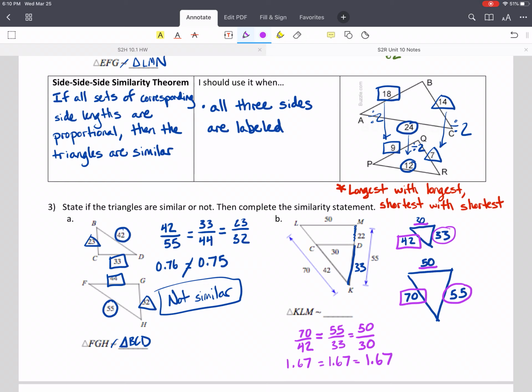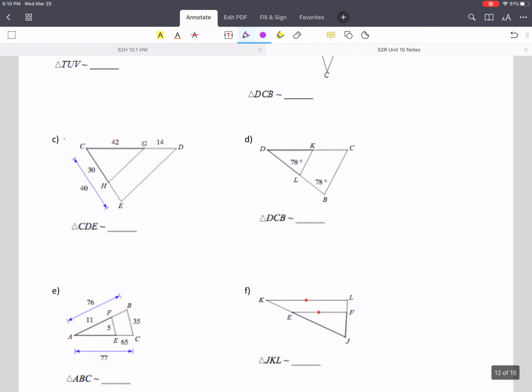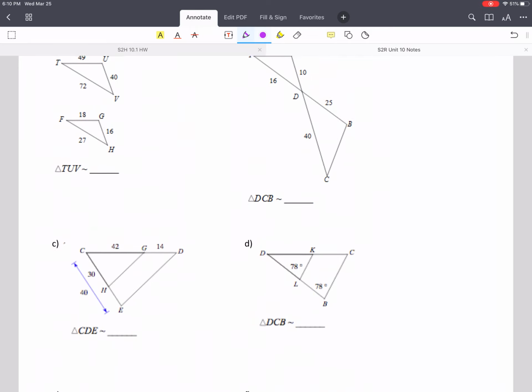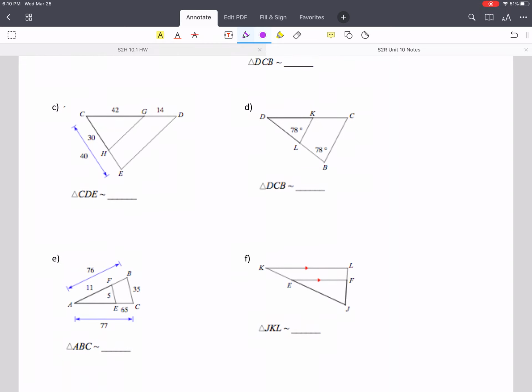So these are similar. So I can say triangle KLM. If it follows that path, then I gotta follow KCD by side, side, side, similarity. That would be my answer for that one. The next is just a bunch of examples. They're all very similar, pun always intended, to everything you've done before. So the only one that I really feel, we're just going to go over D and F real quick because those are the ones that look different.